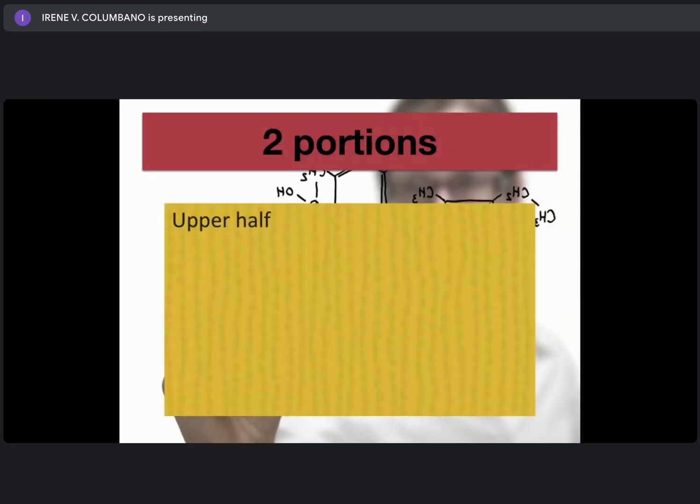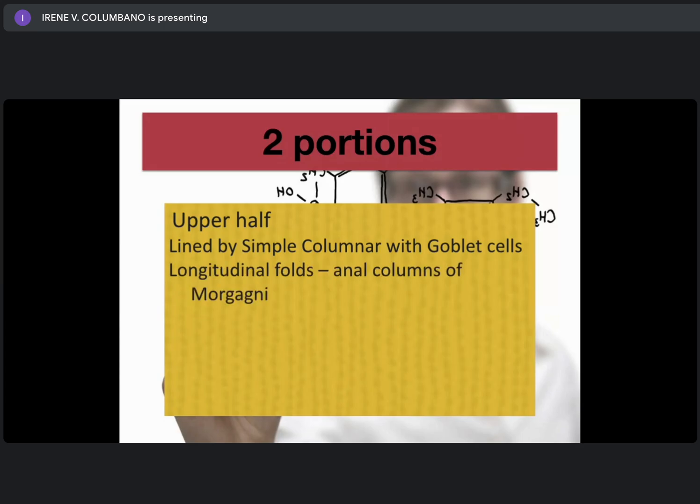Anal canal, terminal portion of the large intestine, 1.5 inch long. May 2 portion lang siya. Upper half, lined by simple columnar, pero hanggang anal canal, simple columnar with goblet cells yung upper half. Longitudinal folds, meron dito known as the Morgagni. Inner circular muscle thickens to form the internal anal sphincter.